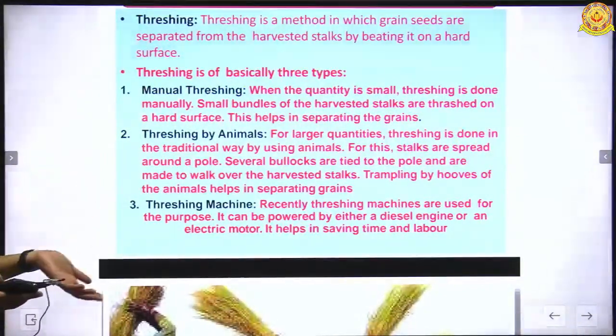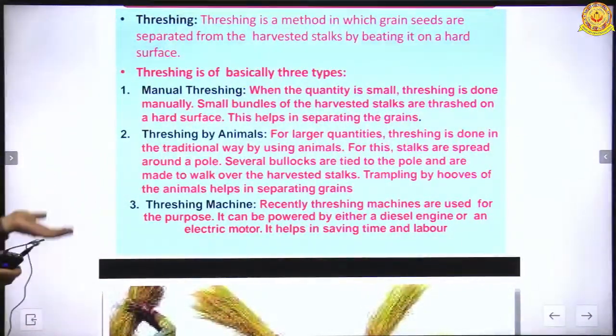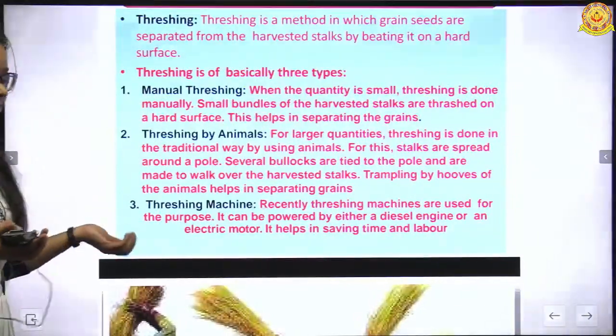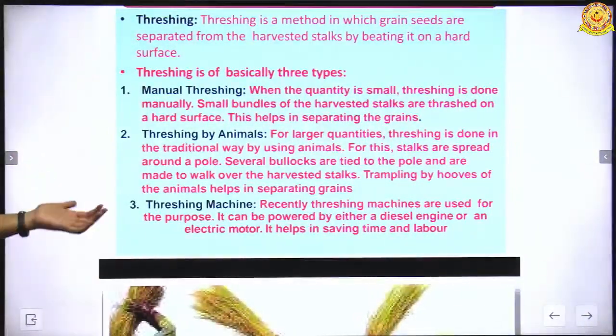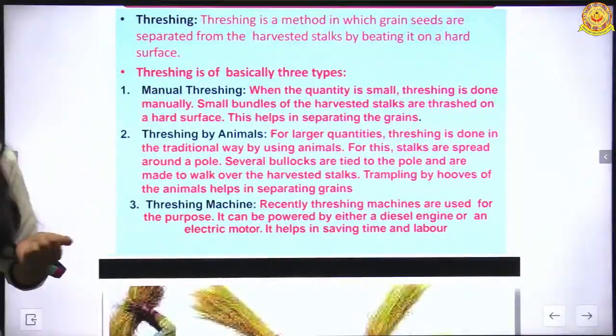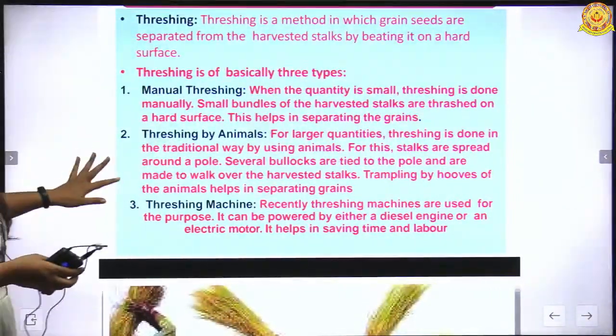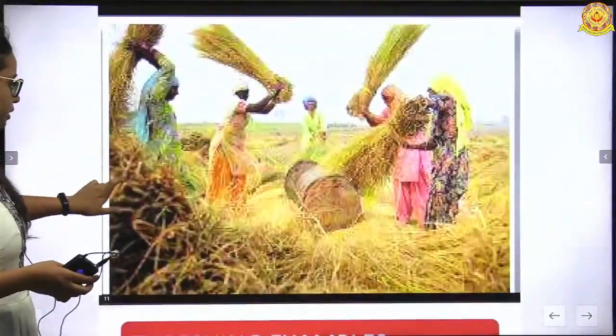First is manual threshing, which is basically done by your hands. Second is by animals. We tie the piles to the animals' backs and they easily separate the grains. And third is with the help of a thresher. The machine is called a thresher, which uses diesel or an electric motor, and it is a time saving and labor saving method.